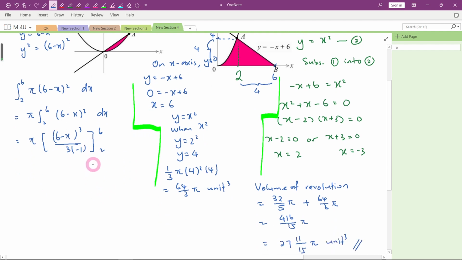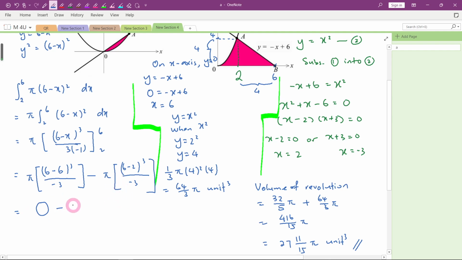Okay, so let's try using this method, see whether we can get this answer or not. Bring in the upper limit first. 6 minus 6, power 3, and this is 3 times minus 1. 3 times -1 will give you -3. Minus pi again. This time the lower limit. 6 minus 2, power 3. This is -3. Okay. So 6 minus 6 will actually give you 0. So power 3 you will get 0 as well. 0 divided by -3 you get 0. So here will be 0.